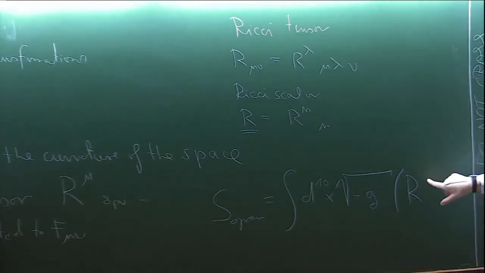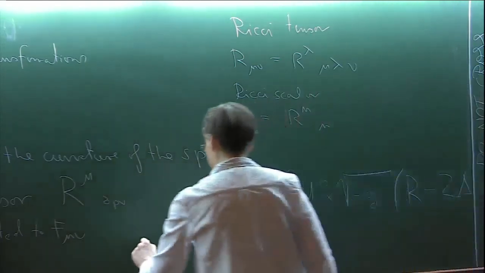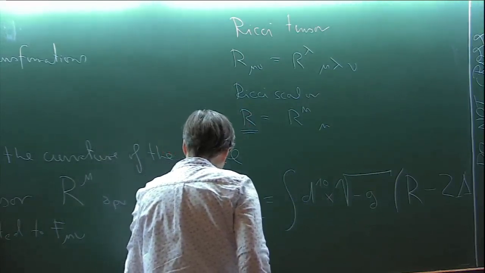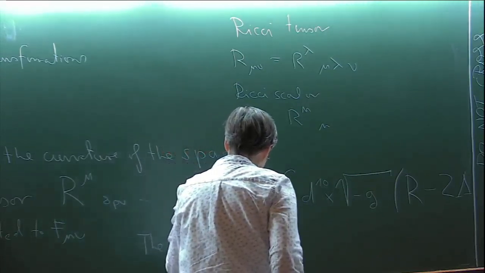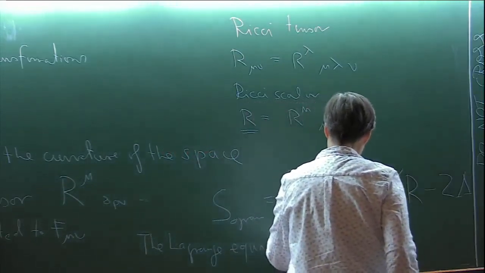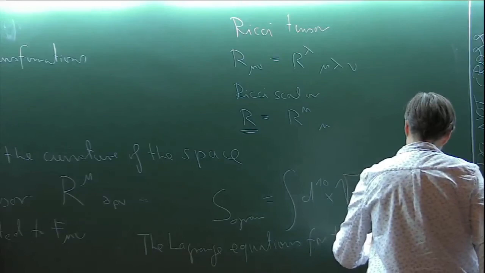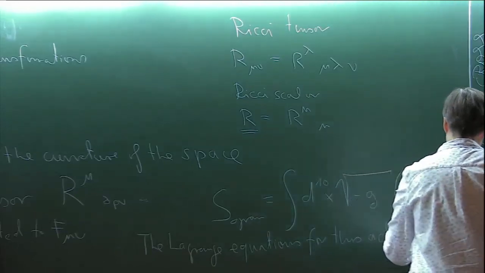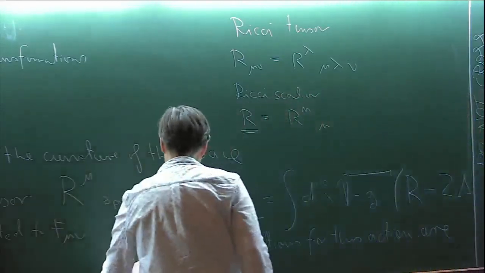So that's the Ricci scalar which measures our curvature, and this thing is called the Einstein-Hilbert action, because from this you can write the Lagrange equations, and the Lagrange equations of this action are precisely the Einstein equations. Einstein already put this cosmological constant here. So I should say the Lagrange equations for this action are the Einstein equations.